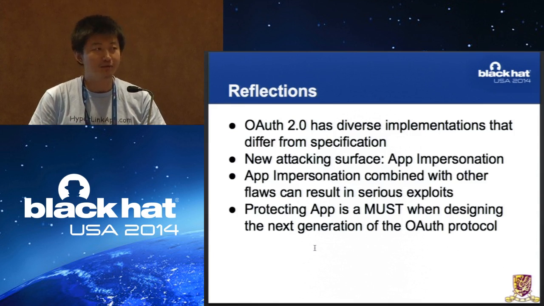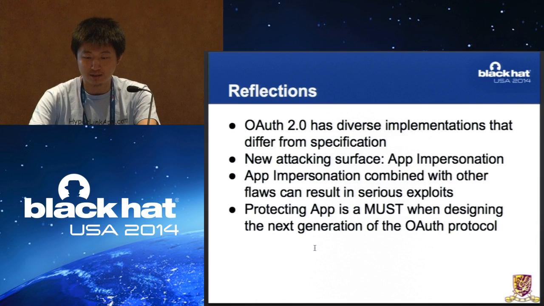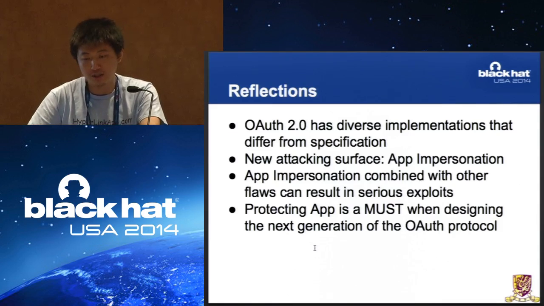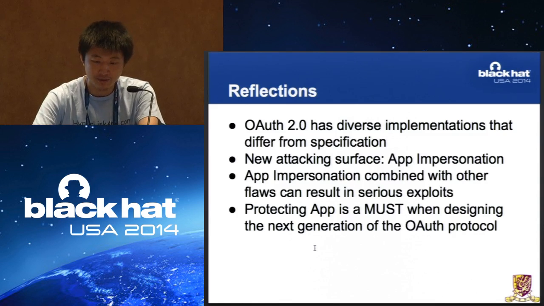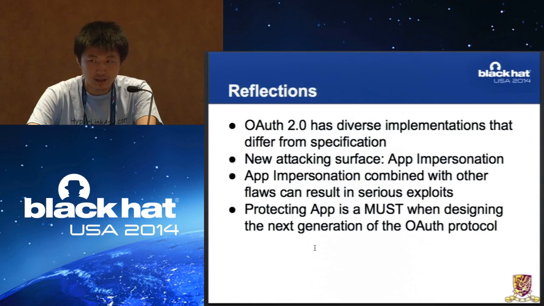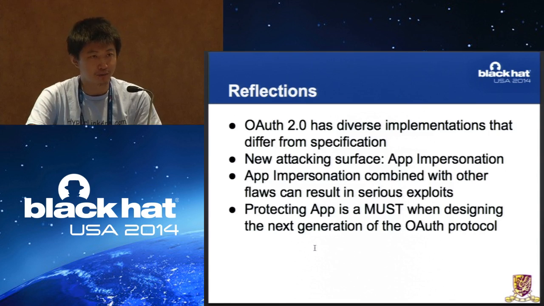The reflection from this study is that OAuth has some diverse implementations that differ from the specification. Our study reveals a new attack surface called app impersonation. App impersonation itself is not very serious, but when combined with some specifics of different providers, it may result in some bad consequences. We also show that, given this problem, protecting the app is a must in the design of the next version of the OAuth protocol.